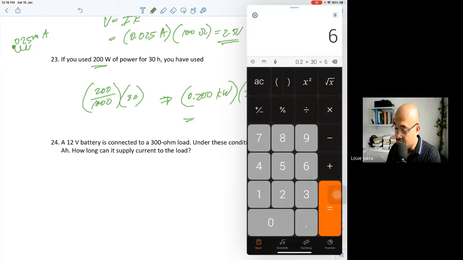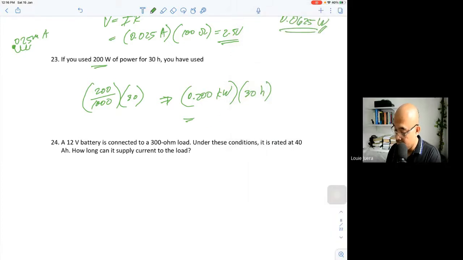So that is equal to 6 kilowatt hours. So this should be your answer. So very simple as that.